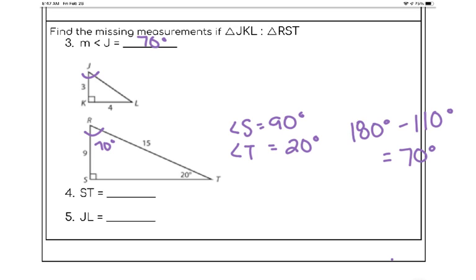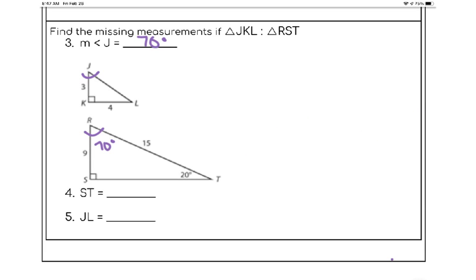Well, now let's look at the side measures. We want to be able to figure that out as well. So we're looking for ST. Well, the corresponding side is going to be proportional. We know that. And the corresponding side to ST is KL. So KL is going to be proportional to ST. Well, we know that the proportions of corresponding sides are equal. So let's look at another set of corresponding sides and see if we can figure that out.